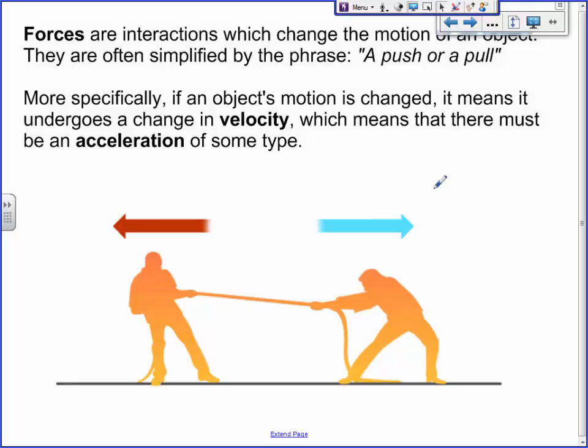If I'm pushing down on this table, am I actually doing any work? And the answer would be no. I'm not doing any work because it's not moving. And likewise, I'm really not applying any force, because a force requires something to change its motion. If this table is currently sitting here, and I push down on it, is the table actually changing its motion?